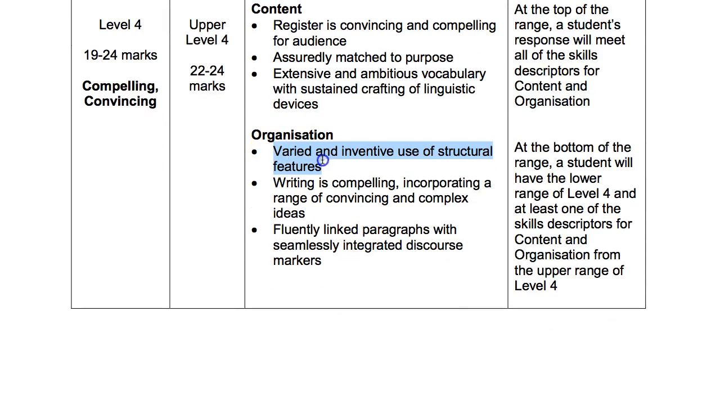Does it have varied and inventive use of structural features? Well, looking at the train from different points of view is a structural feature. You know, looking at it from a high up view, where the waves are coming towards the train, is different from looking out from the eyes of the houses. That's quite a different way of looking at it. And I say that is quite an interesting structural feature. Then you've got the one sentence paragraph, which is quite an inventive structural feature.